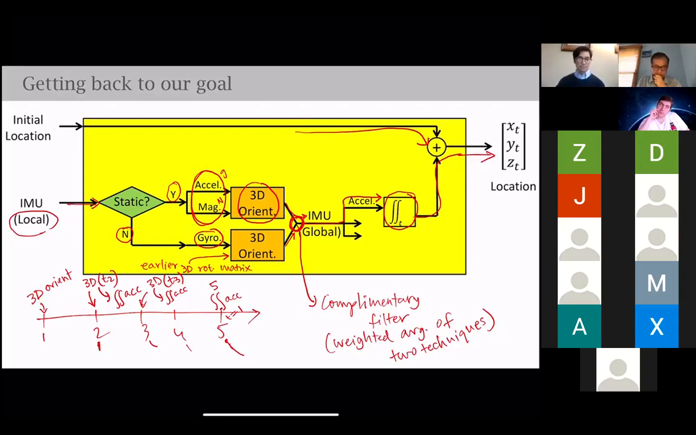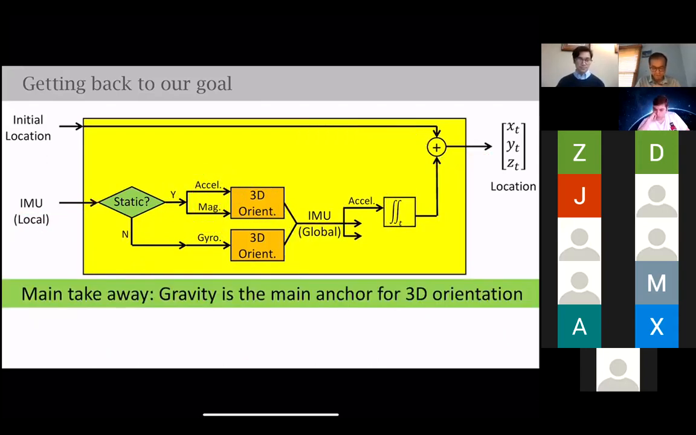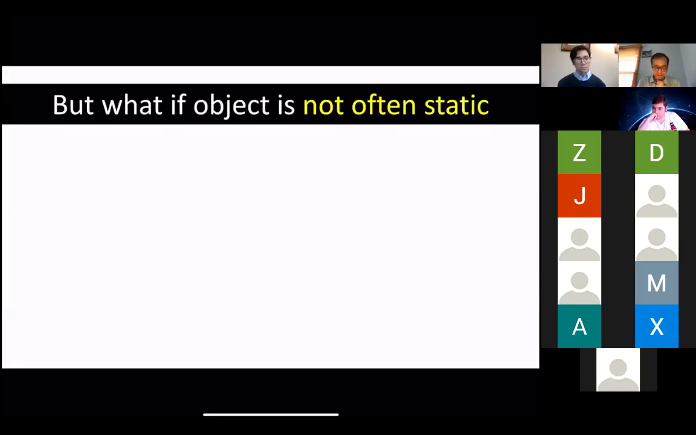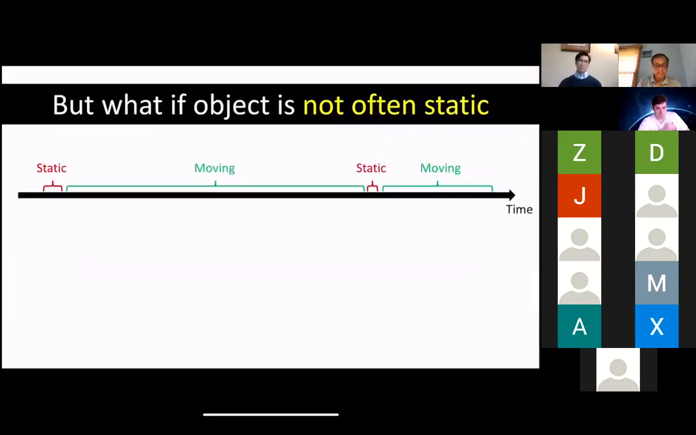So main takeaway: gravity is the main anchor for 3D orientation, if you go down the gravity and north path. But objects are often not static. And in those situations, when the object is moving for a long duration, it's a problem. Because if you do gyroscope integration, your gyroscope is going to drift, since t equals 1 to a long duration. This is where problems happen.